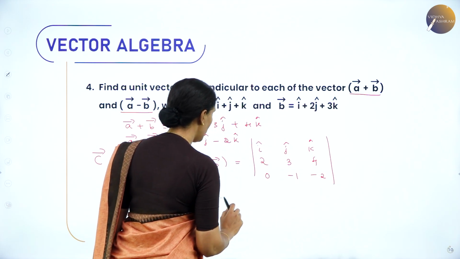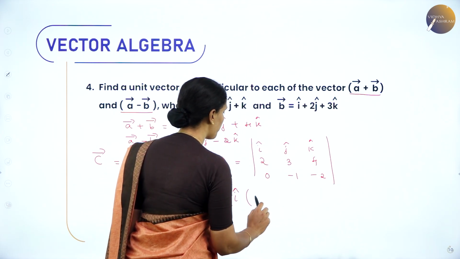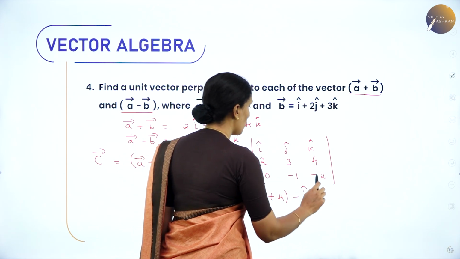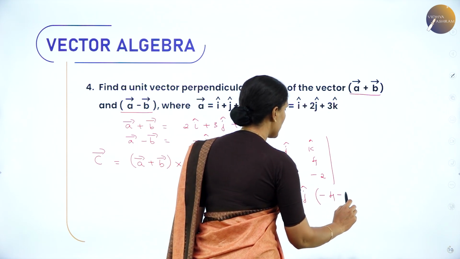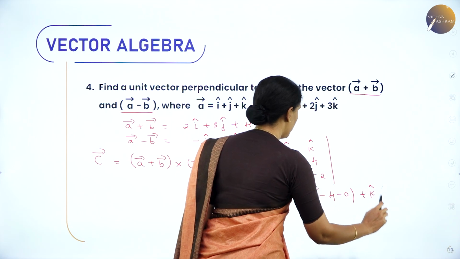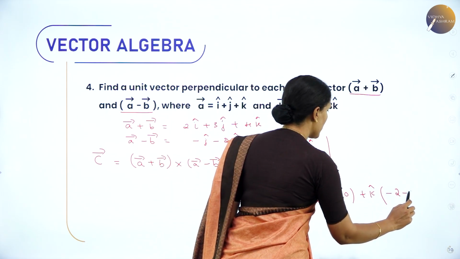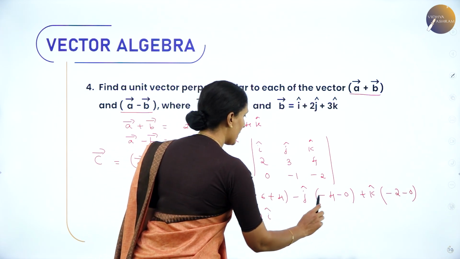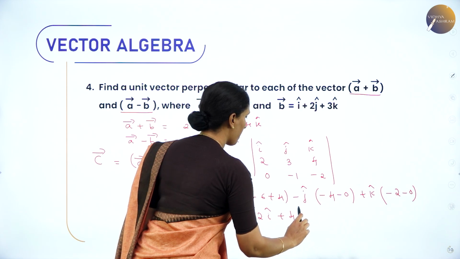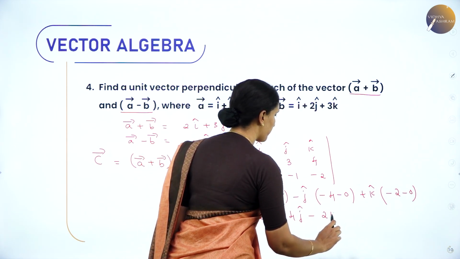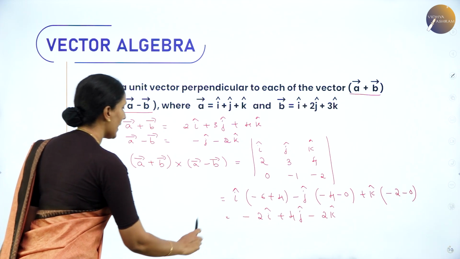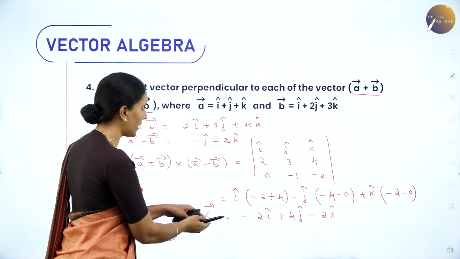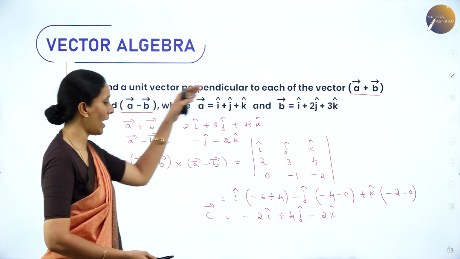Let's expand the determinant. We'll get i into (minus 6 plus 4), minus j into (minus 4 minus 0), plus k into (minus 2 minus 0). So this is equal to minus 2i, minus into minus becomes plus 4j, and minus 2k. Now we have vector C as minus 2i plus 4j minus 2k. So vector C is perpendicular to both A plus B and A minus B.